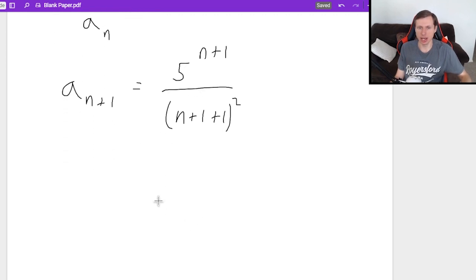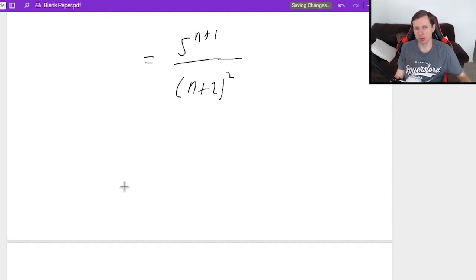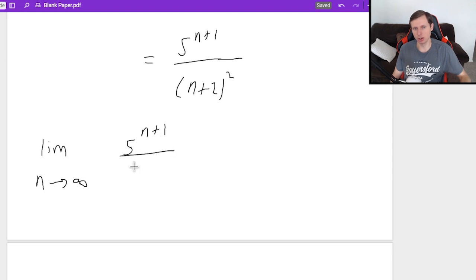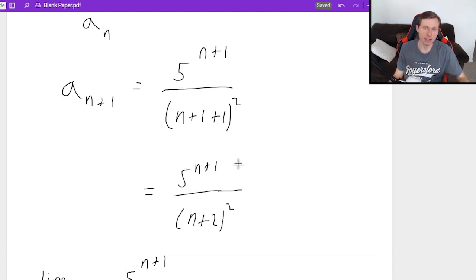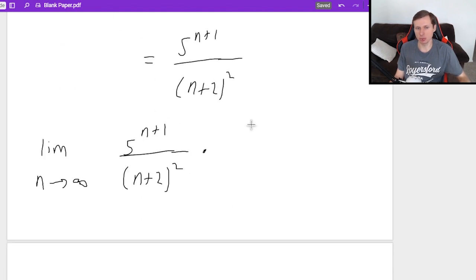If you want to, you can write n plus 2 squared, and I am going to do that because I think it's easier. And so now I am just going to do the limit as n goes to infinity of a sub n plus 1, which is the 5 to the n plus 1 over n plus 2 quantity squared. And instead of dividing by the complex fraction, I'm smart enough to know that I'm just going to multiply by the reciprocal anyway. So the reciprocal would be n plus 1 squared in the numerator now. And in the denominator now is 5 to the n.